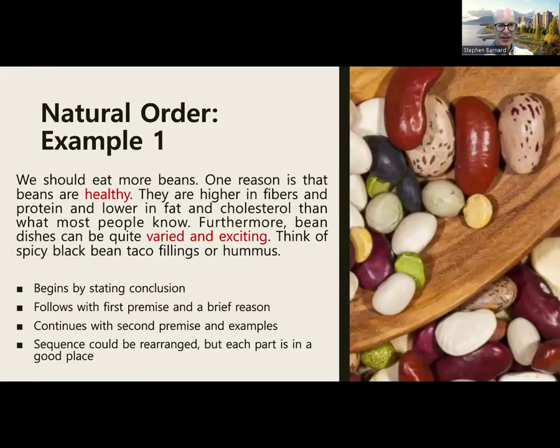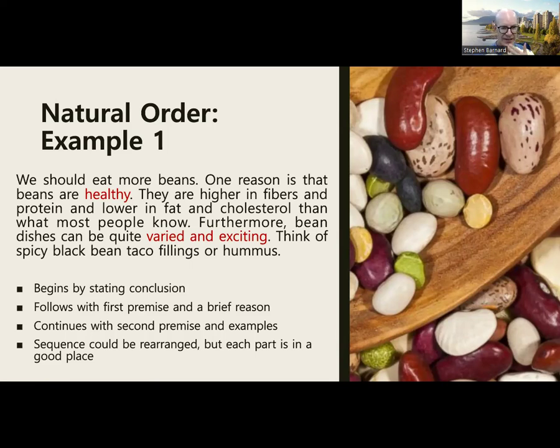So we have the example here of eating more beans. In this case, the argument starts with the conclusion, we should eat more beans, and then we get the premises. One reason is that beans are healthy, and we get the example that they're higher in fiber and protein, and lower in fat and cholesterol than most people know. Then we get a second premise, bean dishes can be quite varied and exciting. We have the added detail of spicy black bean taco fillings or hummus.